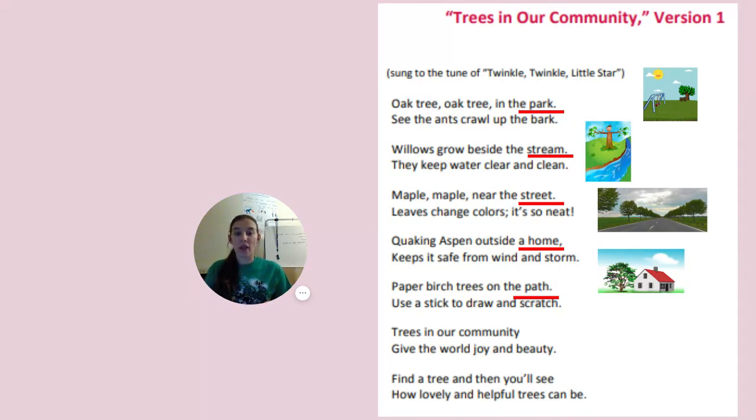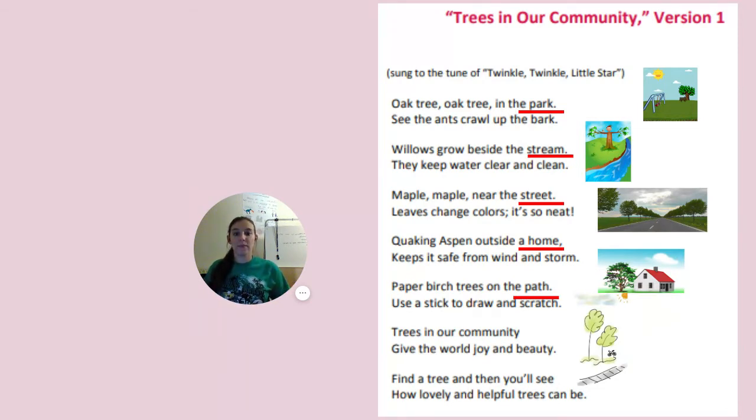Paper birch trees on the path. Use a stick to draw and scratch. Where's this tree? Yes, a path. A path is somewhere that you might ride your bike or walk in the park. Okay, you might have been on a walking path or a bike path in a park near your house.